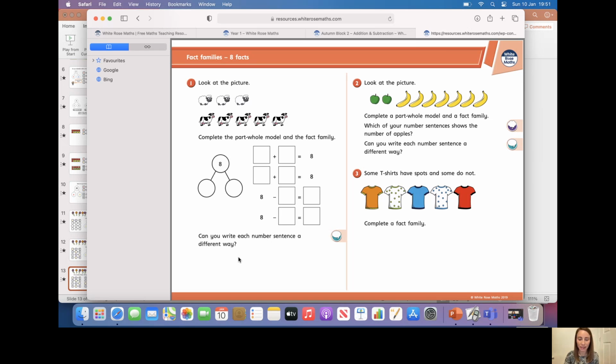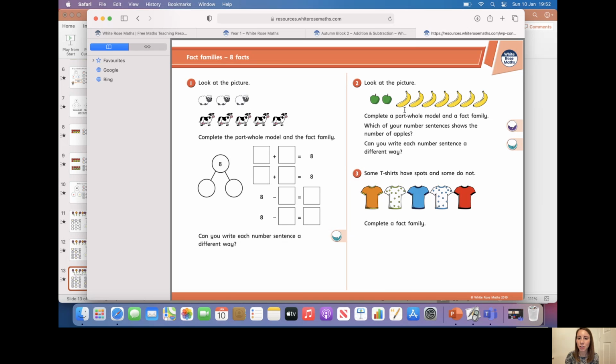Can you write each number sentence a different way? So could you move the equal sign to the beginning and then write your other addition and subtraction sentences? Okay, so I want you to have a go at number 1 and that's all you need to complete today. But if you would like to challenge yourself, then you can complete number 2 and number 3. So number 1 is the work you've got to complete and number 2 and 3 are the challenges.